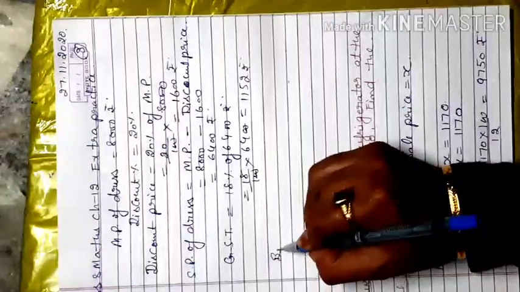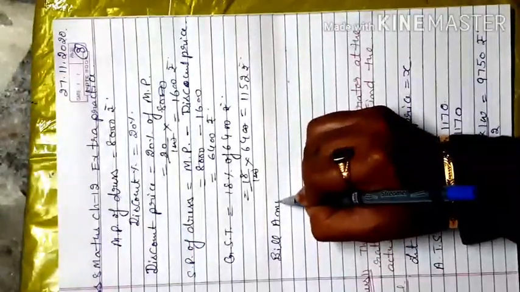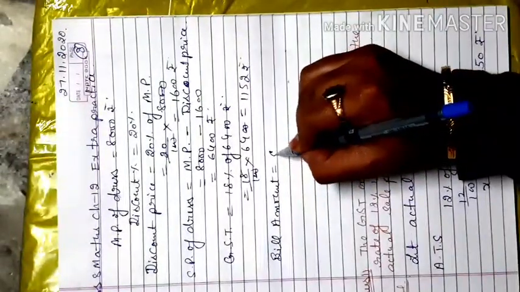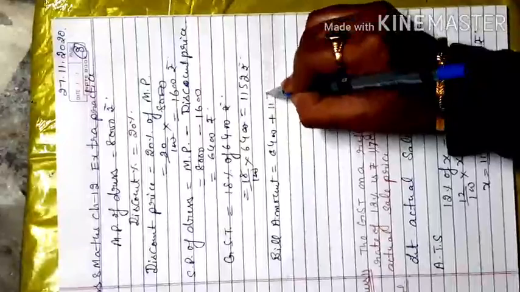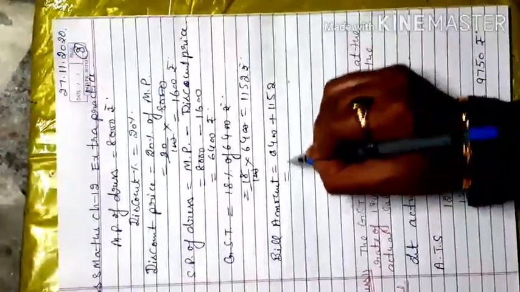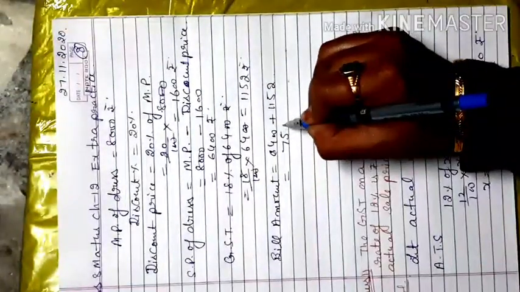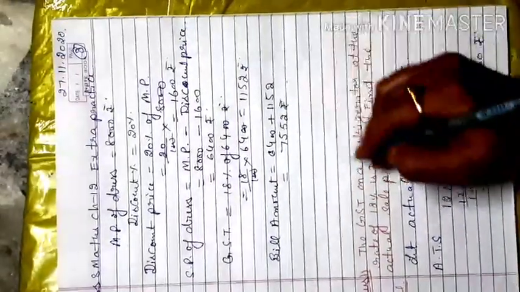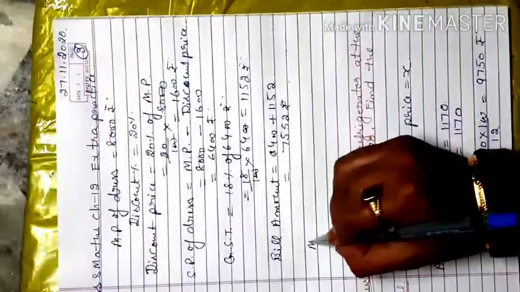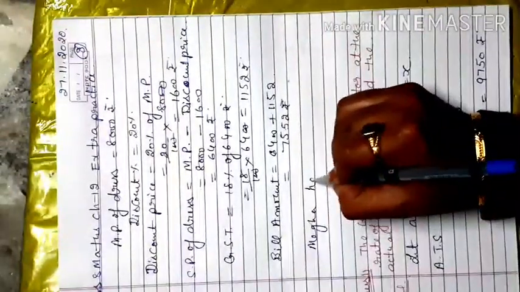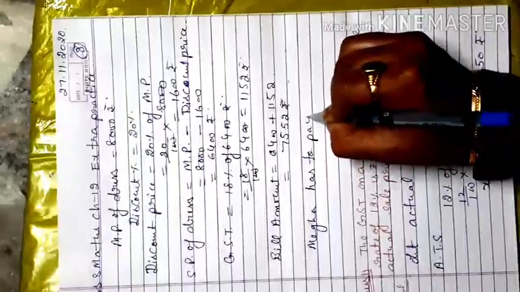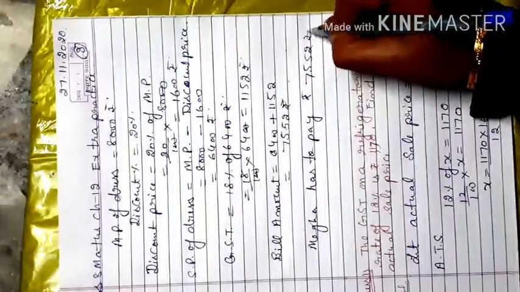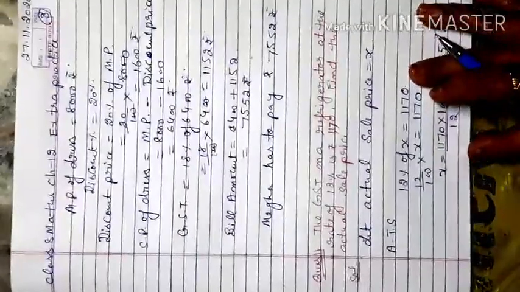So what was the bill amount total including GST? Bill amount is equal to the selling price, 6400, plus 1152 as GST. That means 7552 rupees. Megha has to pay 7552 rupees. Next, your last question of extra practice.